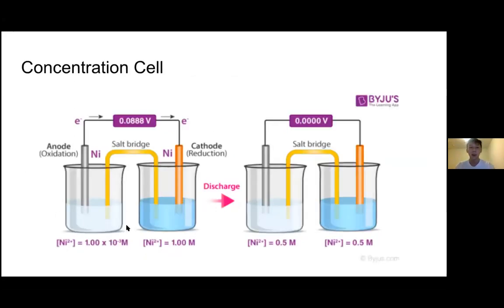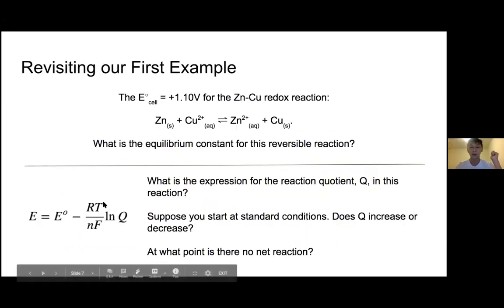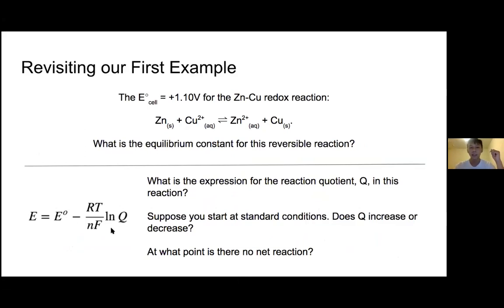So one is just an oxidation, one is a reduction. But the metal being oxidized and reduced is exactly the same. The reaction is exactly the same. So the standard reduction potential is 0 because they just cancel out. But we still have this term here, right? ln of this reaction quotient.